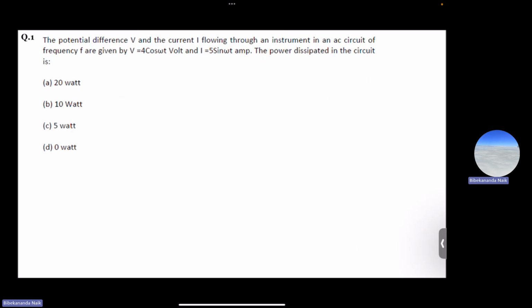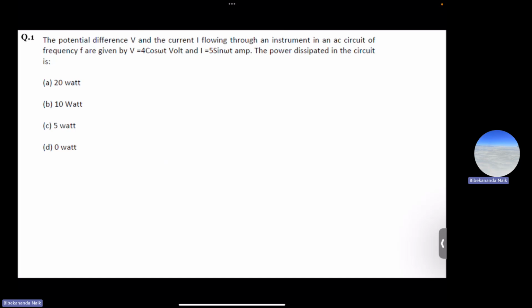So now let's solve a few problems. As we proceed in the session, we will discuss more concepts if a question comes related to those concepts. So this is question number one. Question number one says the potential difference V and the current I flowing through an instrument in an AC circuit of frequency f are given by V equals 4 cos omega t and I equals 5 sin omega t ampere. The power dissipated in the circuit.